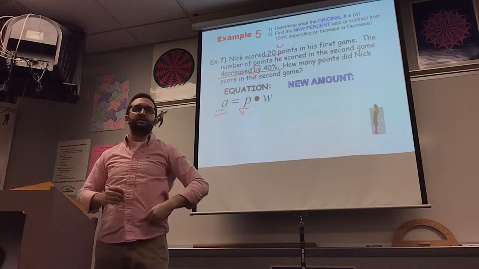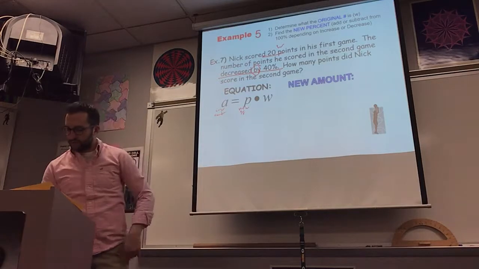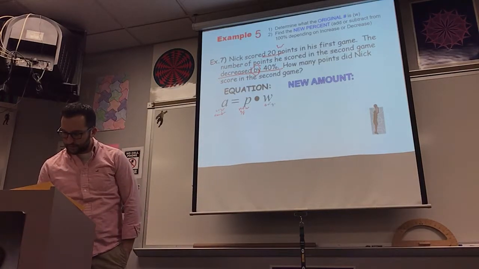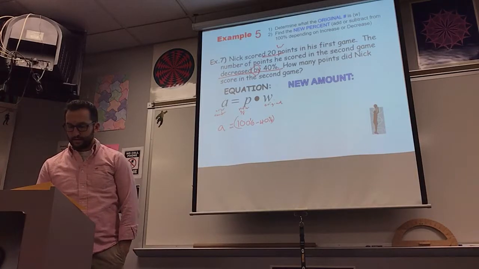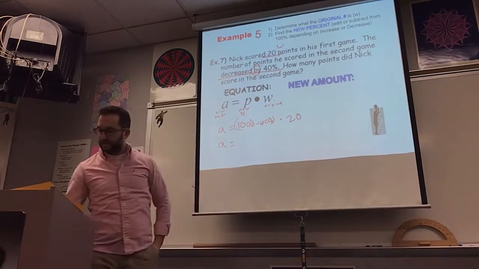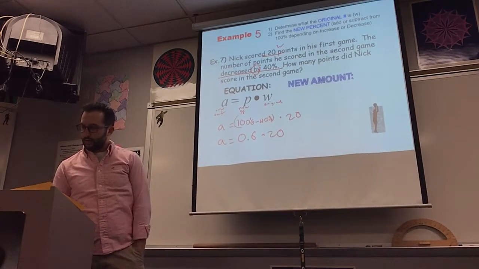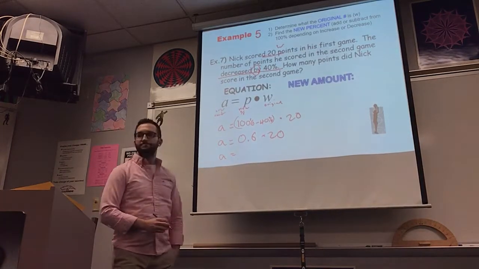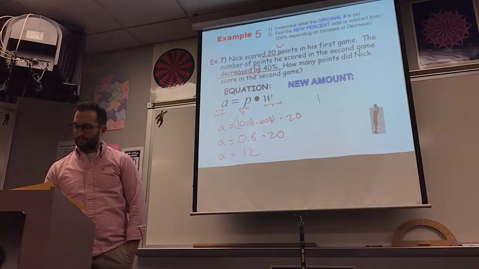What percent of points did he have before? He had 100%. That's the original. So we're looking for A. The new percent is 100% minus 40% times the original, which is 20. So it's A equals what percent? 60% times 20. A equals 12. So the answer would be 12 points.